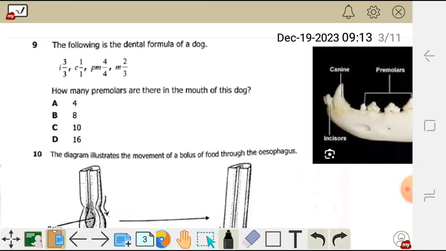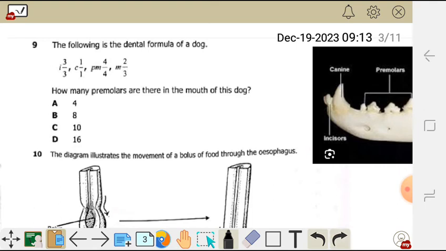Then it will have canines, 1 canine in the upper jaw and 1 canine in the lower jaw. And here we are going to have premolars, 4 on the upper jaw and 4 on the lower jaw. The molars, a dog has 2 molars on the upper jaw and 3 molars on the lower jaw. So the question continues to say, how many premolars are there in the mouth of this dog?